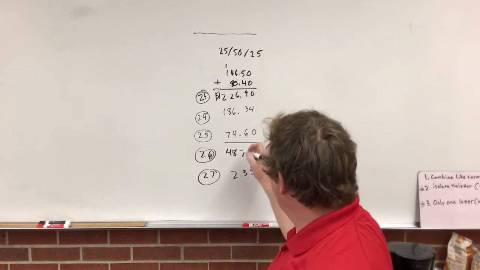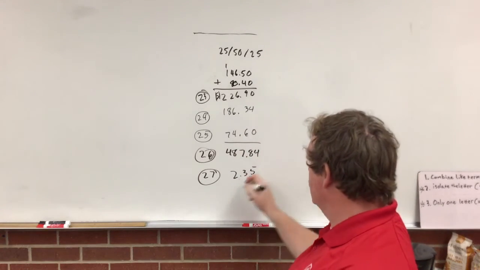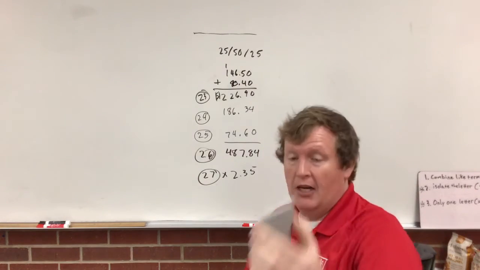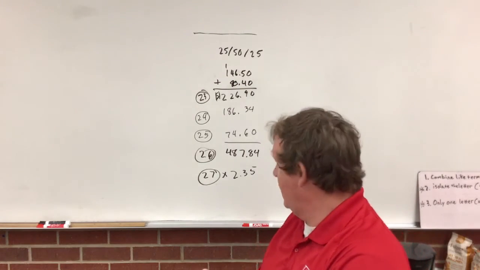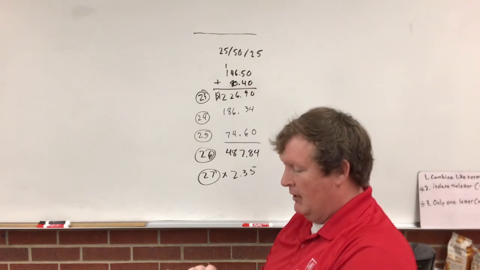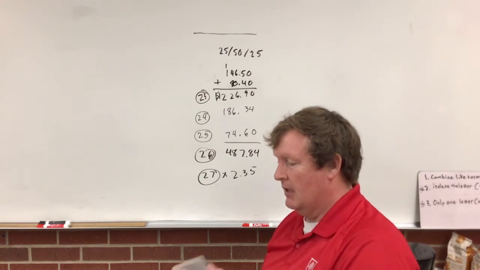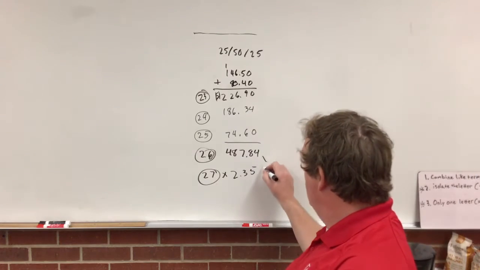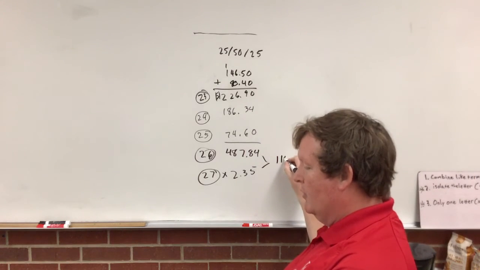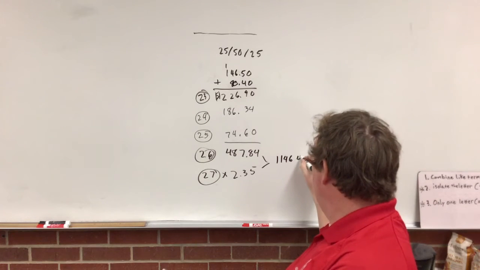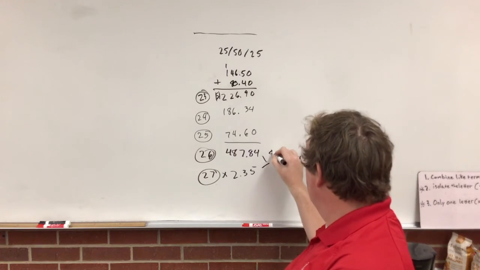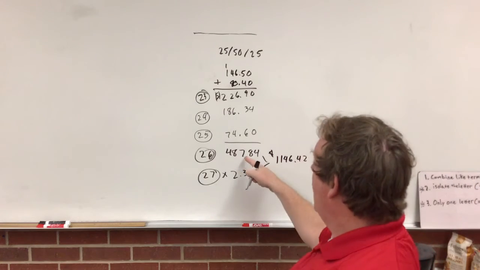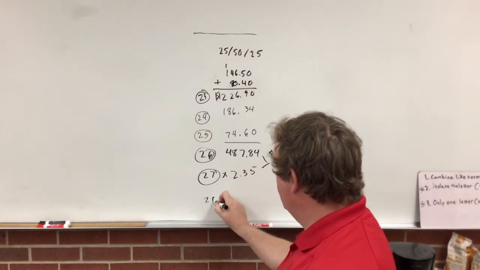Then 28, all we have to do is take the answer from 26 and multiply it times the answer to 27. I still have 26 in my calculator. I'm just going to multiply by 2.35. Okay? That gives me $1,146.42 rounded.